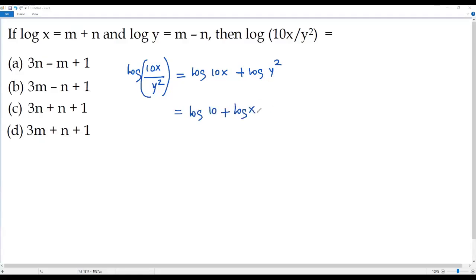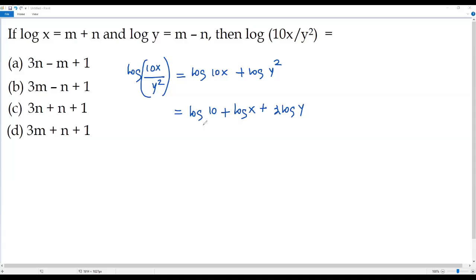And here in the second logarithm, the argument is exponential. So if the argument of a logarithm is exponential, the exponent can be moved in front of the logarithm and multiplied by the logarithm. Then I'll be getting 2 times log y. So this is the power rule of logarithm, that is moving the exponent in front of the logarithm.